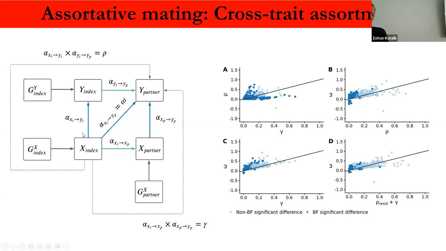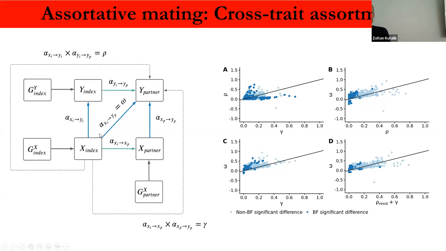So we put rho as an effect which goes first within an individual, and gamma is the effect which goes first across partners and then within an individual. And then we have this total diagonal effect. What we observe is that in general, these gamma effects are significantly larger. So it's more often happening that you first go across partners in the exposure and then move to the outcome, as opposed to moving within the same individual and then across partners.